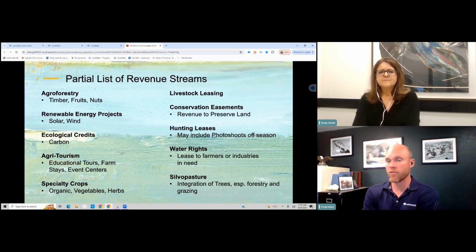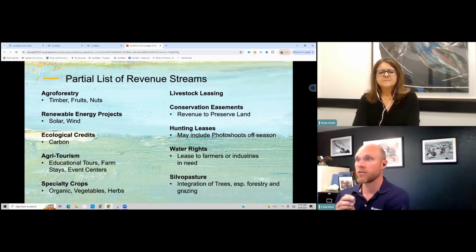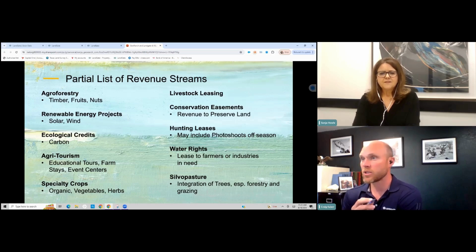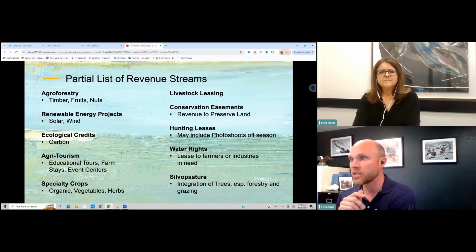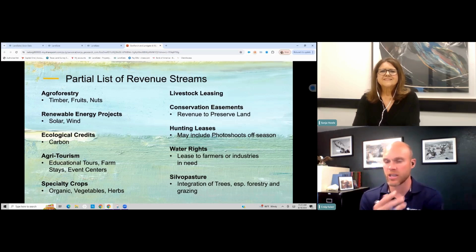But we do have quite a bit of questions coming in here, Sonja. This one's coming in from Ben M. What does the typical livestock lease look like? Wondering how long these leases are in general, and what the typical lease payments would be. What are you seeing on your side?